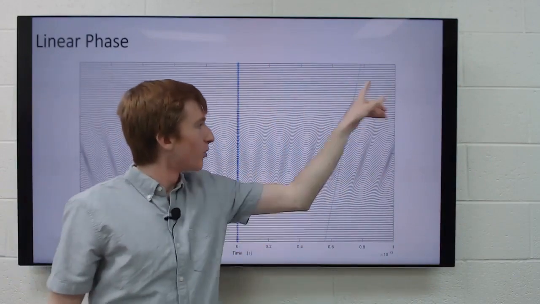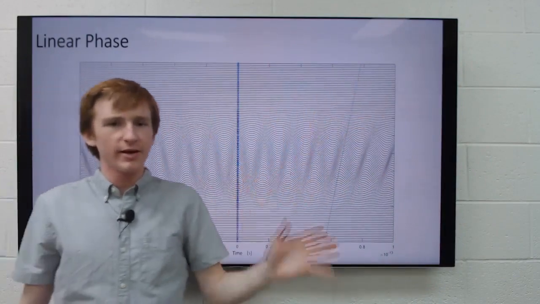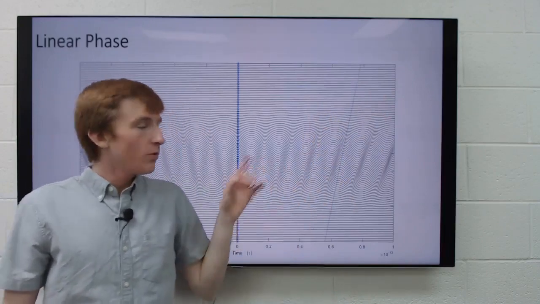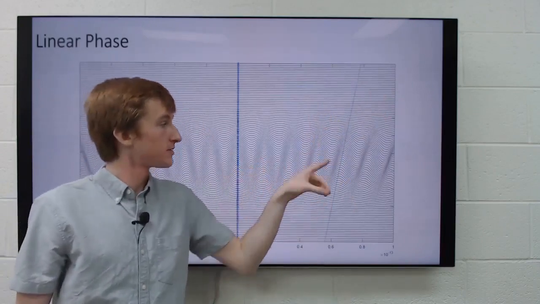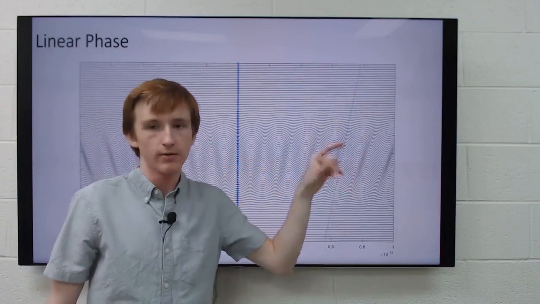And so I just put a line through one of these ridges. And let's forget about linear phase for a second and just think, what would you have to do to shift the pulse to this point in time? Right? What would we have to do?